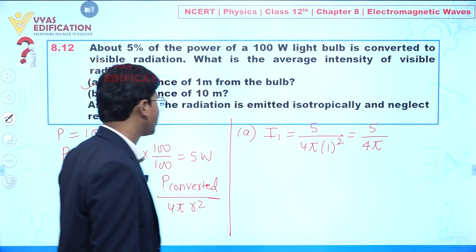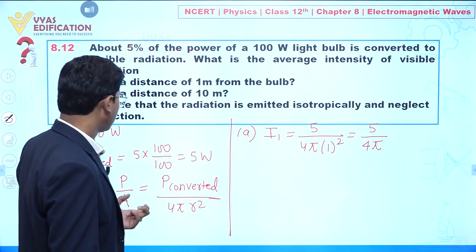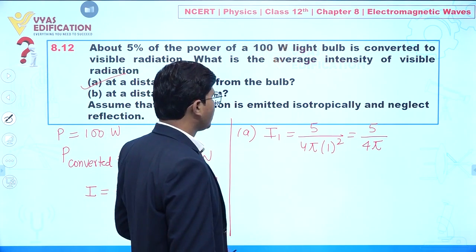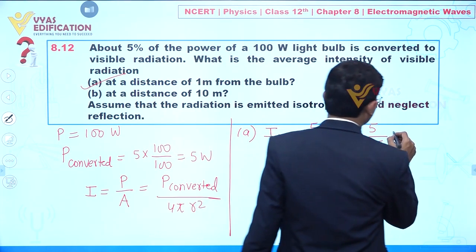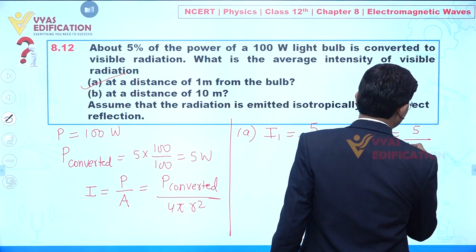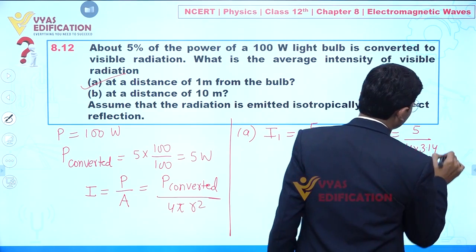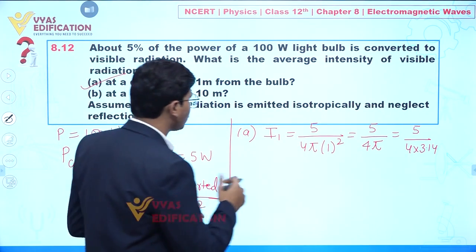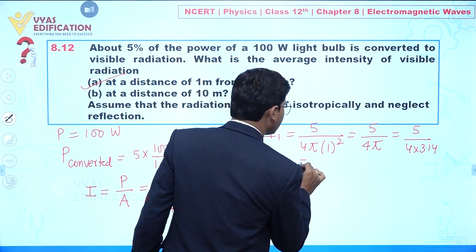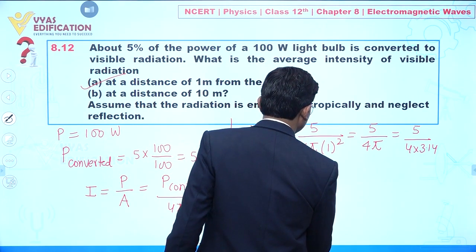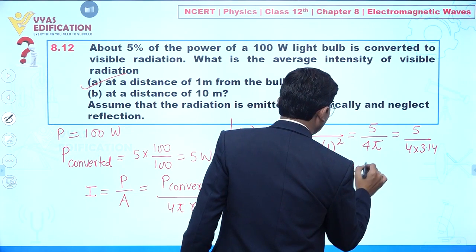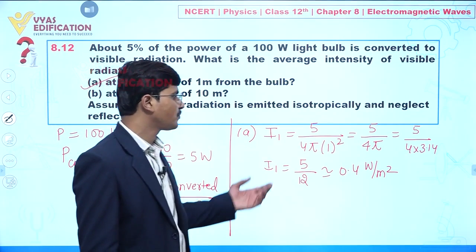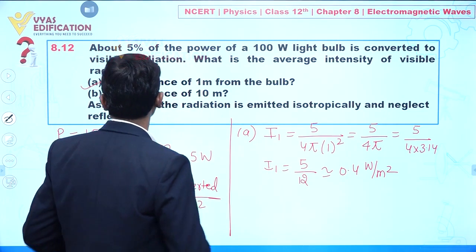From here we can say this is 5 divided by 4 pi, clear. The value of P is 5, and the distance is given as 1 meter, clear, okay, fine. So from here you can write 5 divided by 4 into 3.14, clear to everyone. Now if you solve it, you will find this is 5 divided by near about 12, so we can say this is 0.4 watt per meter square, clear. So this is the average intensity in situation number A.